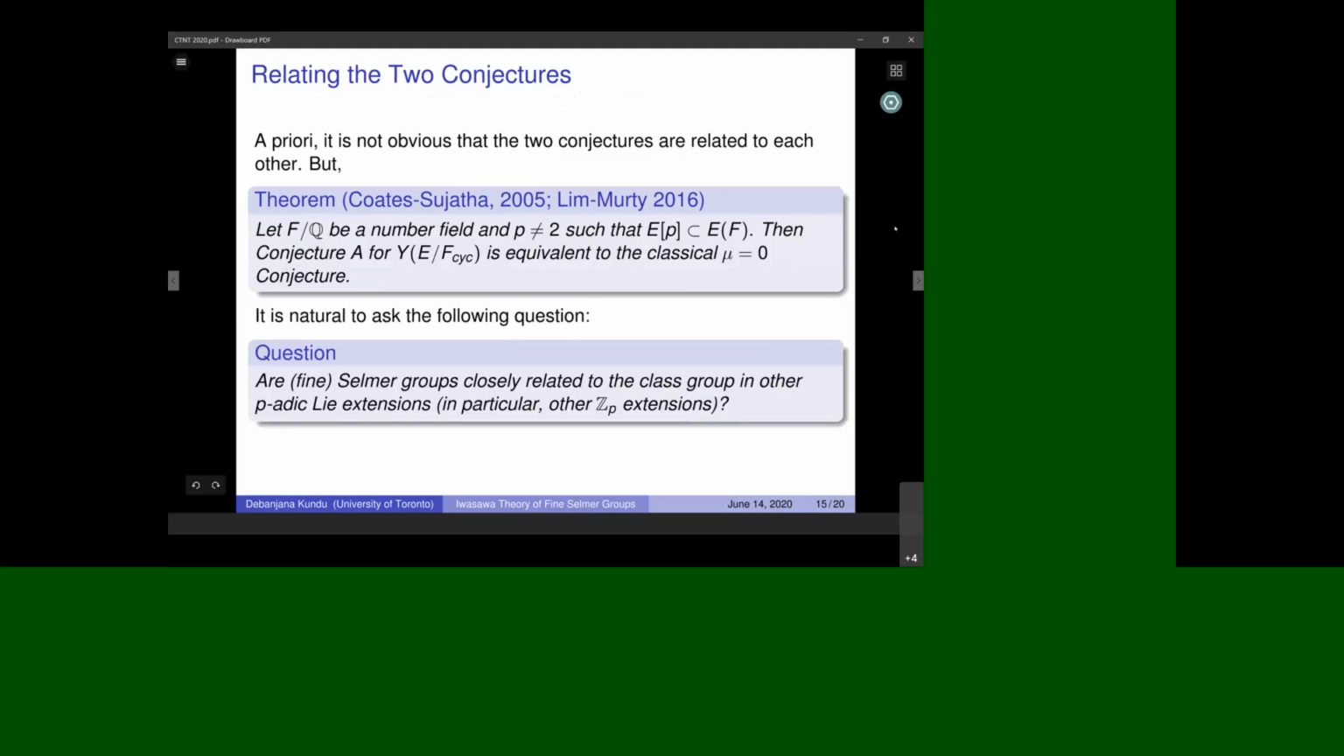And then Kumar just wanted me to understand if this similarity could be extended to other cases. You know, the class groups and fine Selmer groups are behaving very similarly in cyclotomic extensions. What about other ZP extensions or other p-adic Lie extensions? So some cases where we have been able to show that class groups and fine Selmer groups are growing very similarly are basically a large class of ZP extensions and also multiple ZP extensions.